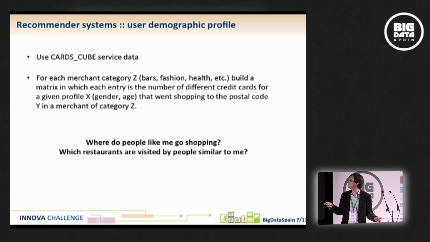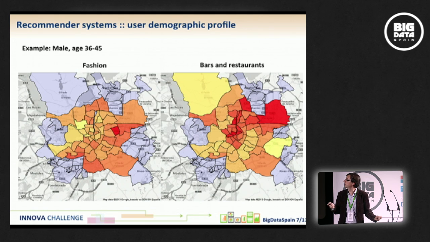For example, I want to answer questions like, where do people like me go shopping? Or which restaurants are visited by people similar to me? So for example, this is what we found. We found that people who are male of this age, which is my age, go shopping for fashion in these areas, and to bars and restaurants in this area. The redder the area, the more people are going to this area in Madrid.